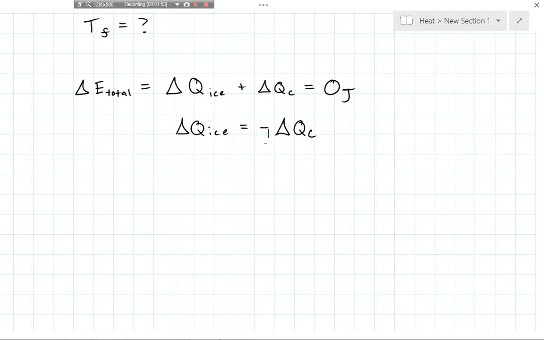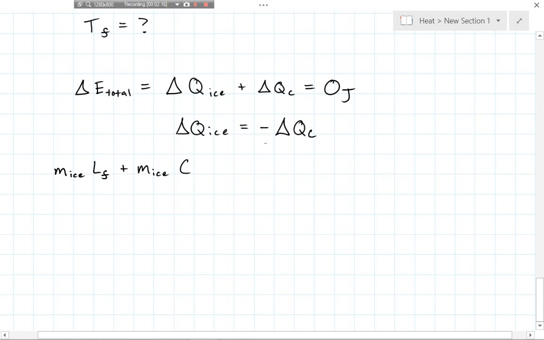So the only difference between this one and the previous thermodynamic equilibrium problem is that the change in the heat of the ice will include a latent heat. So the change in the heat of the ice, first the ice has to melt, so the heat that's required to do that is the mass of the ice times the latent heat of fusion, plus the mass of the ice times the specific heat times the change in the temperature of the ice.